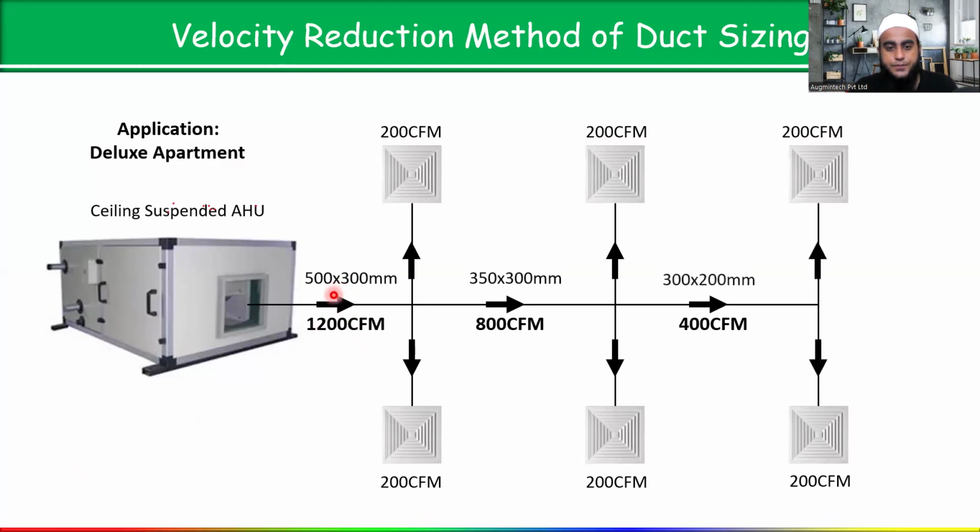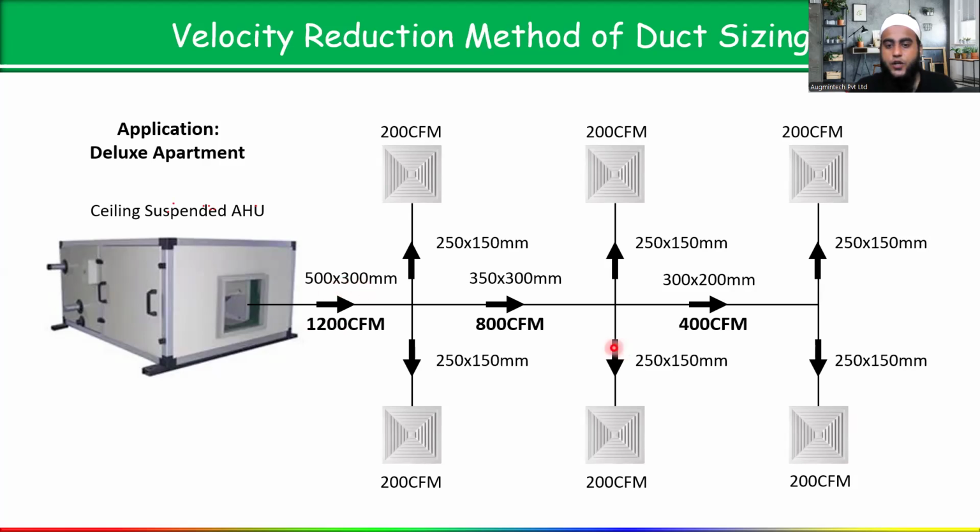So here I have written 500 by 300. In this main duct, 1200 CFM, 500 width, 300 height. Now come to this 800 CFM, because 200 CFM if you are supplying here, 200 here, so remaining is 800. So for 800 CFM, we have to do the duct sizing.